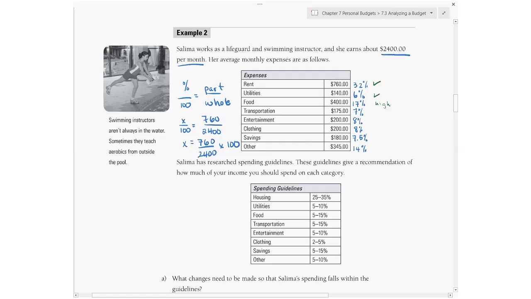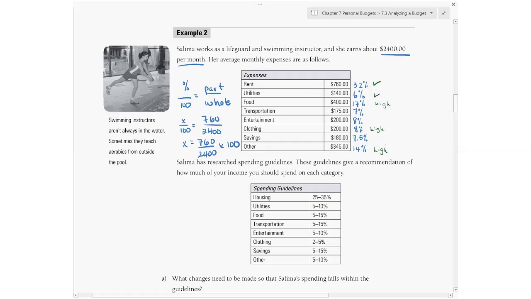Then we've got transportation should be 7%, that's 5 to 15. Entertainment should be 5 to 10. She's spending entertainment 8%. Clothing should be 2 to 5. Clothing she's spending 8, so this is a little high too. Savings should be 5 to 15%, and she's on the low end, but she's still within there. And then other, she's got 14%, and here we've got 5, so this is a little high too.